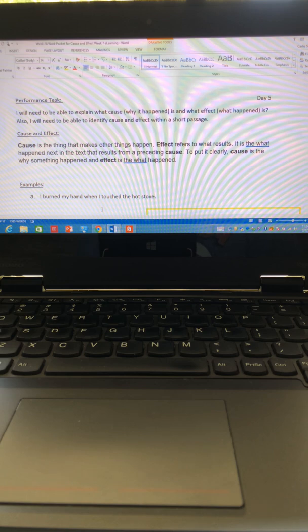A lot of your mystery books involve cause and effect. A lot of your books you enjoy reading, the fiction books, usually have some kind of a cause and effect. Sometimes they may be the other text structure, problem and solution, so you have to read closely to identify which one is which.